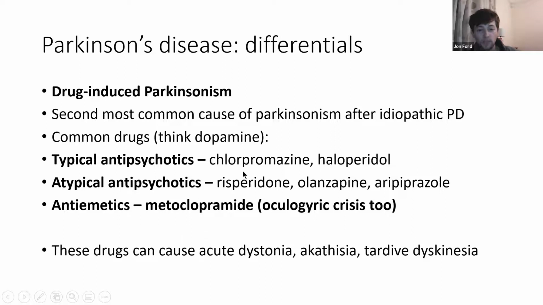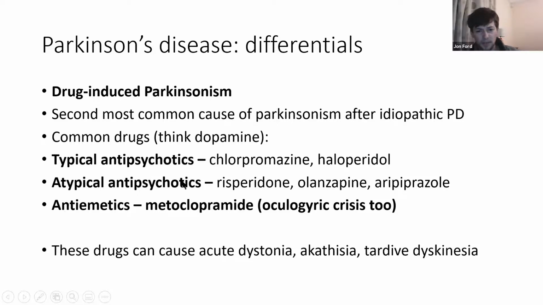And metoclopramide is a really useful one to remember for exams. It can cause this thing called oculogyric crisis if you give it in young women. And that's why if you've got, say, an MCQ stem of a young woman of childbearing age who needs an antiemetic, don't give metoclopramide. That's what they'll be trying to push you away from. And just as a side note, domperidone is another antiemetic that acts in a similar way on the dopamine pathway, but it doesn't cross the blood-brain barrier as much as metoclopramide.